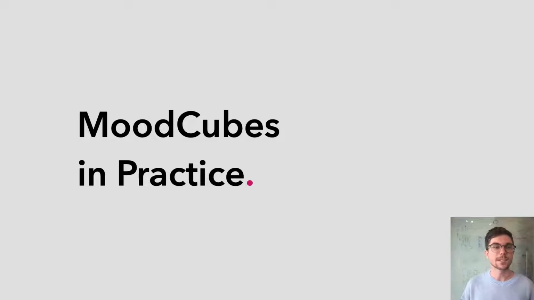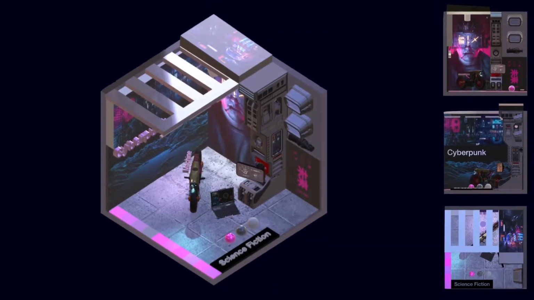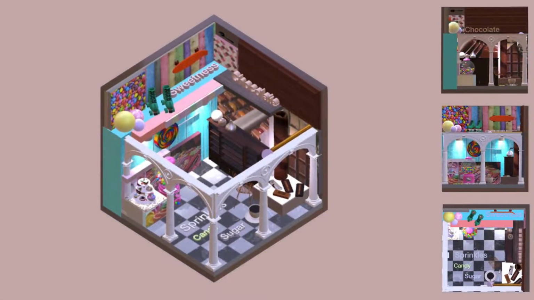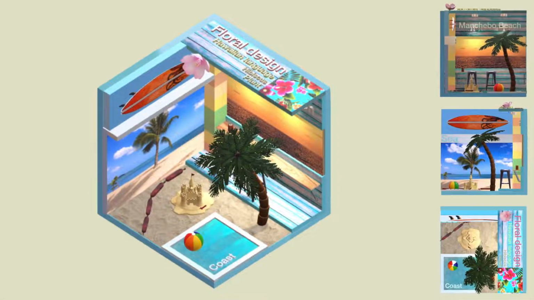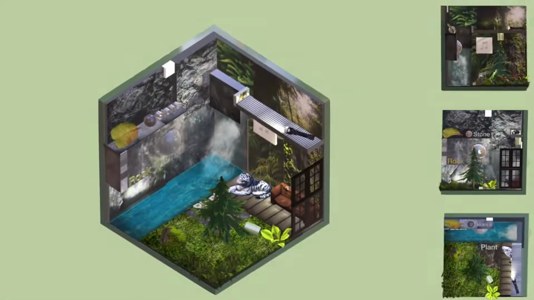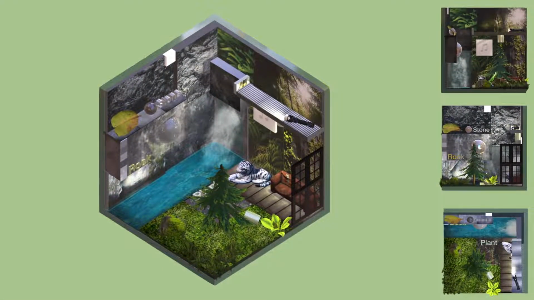To put our system to the test, we first created multiple MoodCubes ourselves. This cyberpunk MoodCube was designed to set the look and feel of an imaginary film. And here's an example of a candy shop design we envisioned. This beachside MoodCube was created to depict what our perfect vacation in Hawaii might look like. And finally, we also envisioned a video game concept that was set to take place in a forest setting.